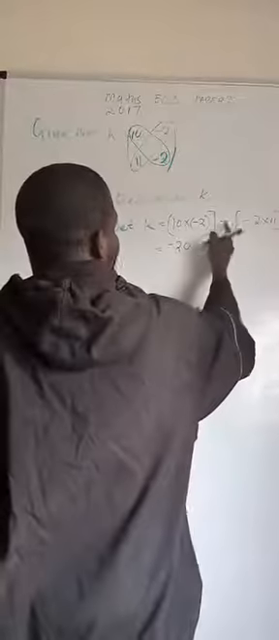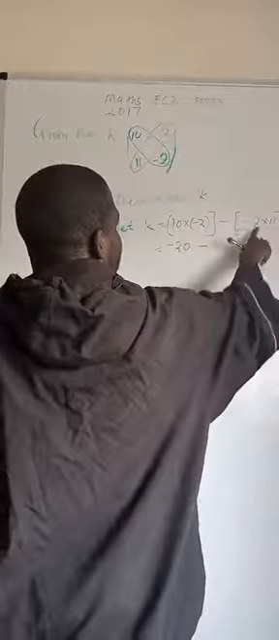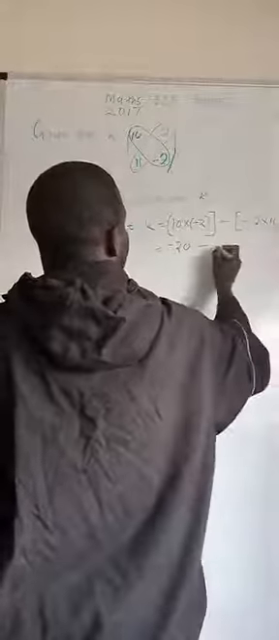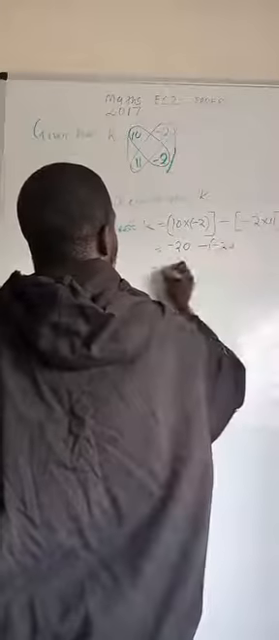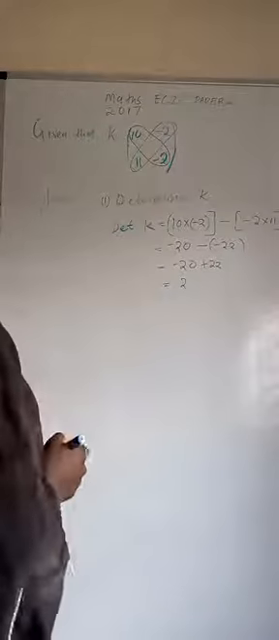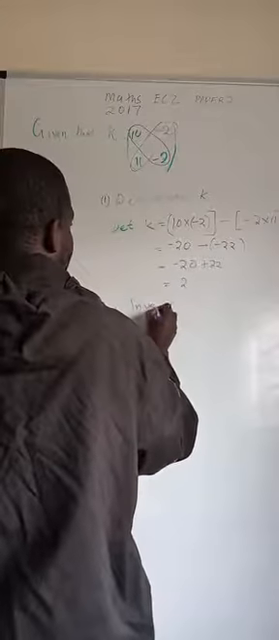You simplify this, guys. 10 times negative 2 is negative 20. Minus, this minus, you bring it here. Negative 2 times 11 is negative 22. Negative times negative is positive 22. Negative 20 plus 22 will give you 2. So the determinant was actually 2. The second question was saying find the inverse. That was question 2.